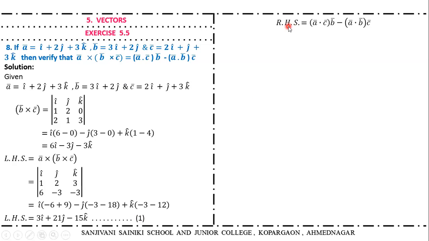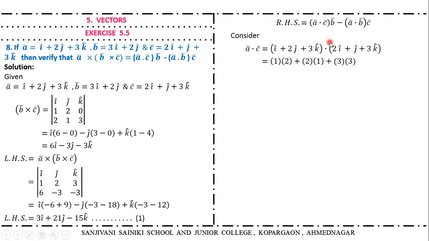Now the right hand side. First of all we will find the value of a bar dot c bar, then a bar dot c bar into b bar, and then a bar dot b bar and a bar dot b bar into c bar. So a bar dot c bar is nothing but the dot product of a bar and c bar. It is just a component wise multiplication: 1 into 2, 2 into 1, 3 into 3. Take their addition, you will get a bar dot c bar. Now a bar dot b bar, the second one, is also component wise multiplication. Take their addition, you get 5.